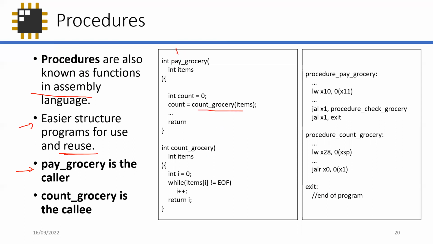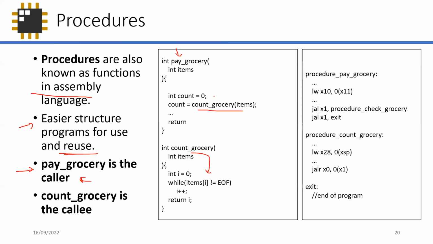So this function, pay grocery, has a sub function called count grocery items, which is another procedure or function. The purpose of count grocery items is just to count the number of items that I have, and I'm going to sum them up or do whatever I need with them later on. So pay grocery here is what you call the caller.